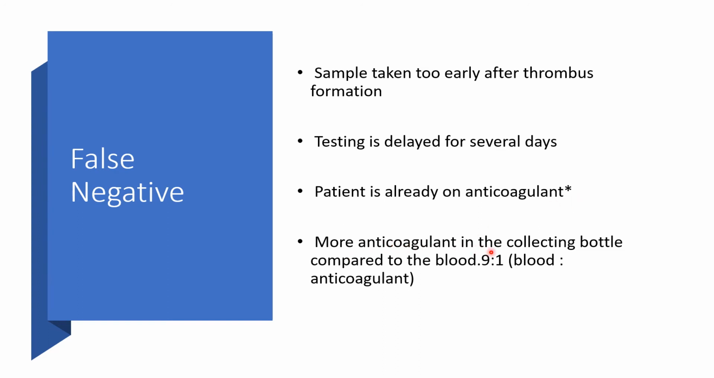More anticoagulant in the collecting tube compared to the blood will give us false negative. The normal ratio should be 9:1 of blood to anticoagulant. But when the amount of anticoagulant is too high, then we'll be in trouble. We'll have false negative.